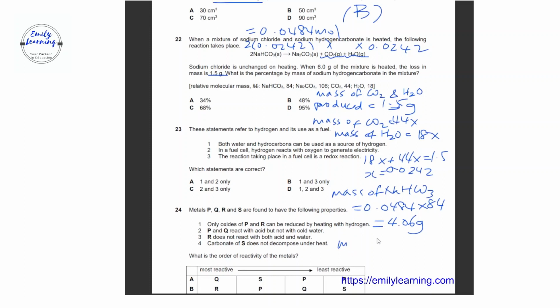So the percentage of NaHCO3 is essentially this 4.06 divided by 6 grams times 100%, which is around 68% when rounded off to two significant figures. I round off to two significant figures because all the answers are two significant figures or the nearest whole number. So therefore the answer for question 22 is C.